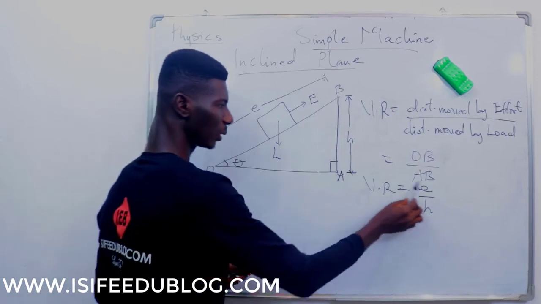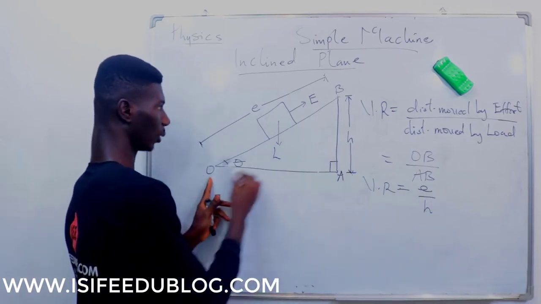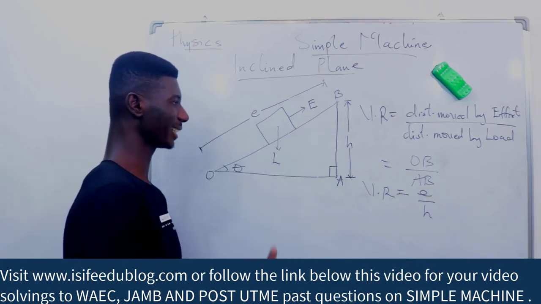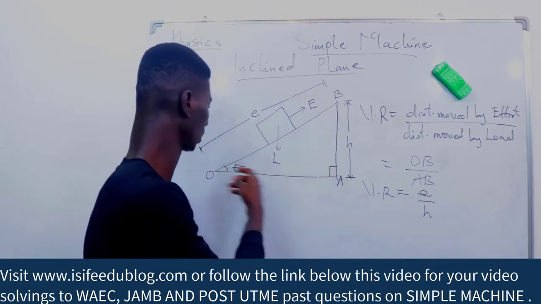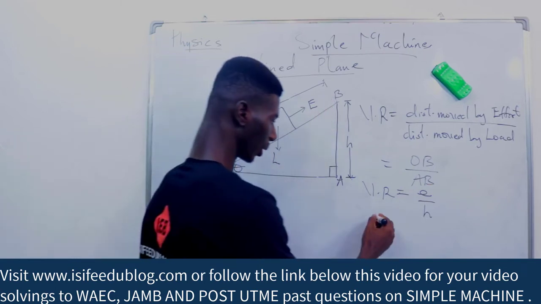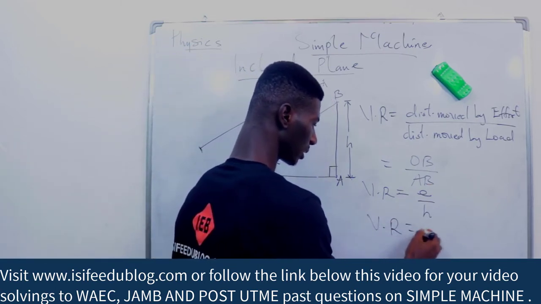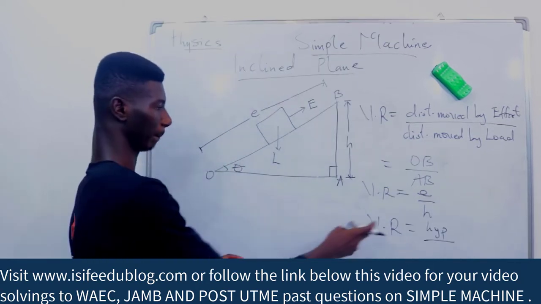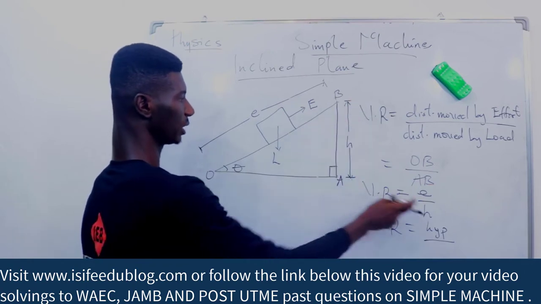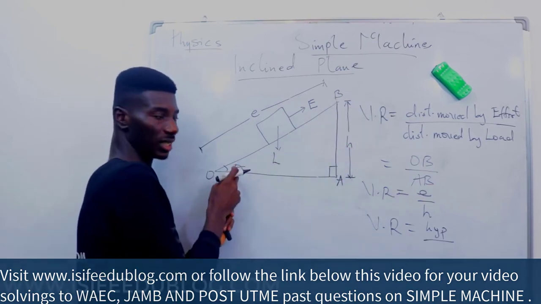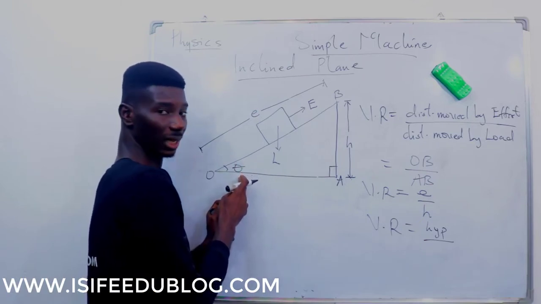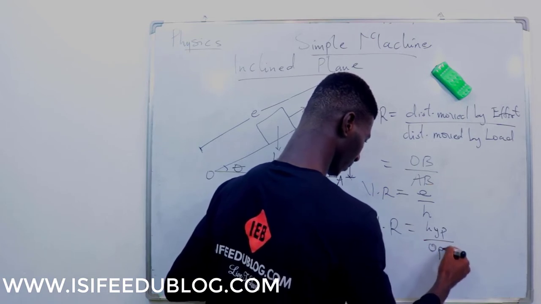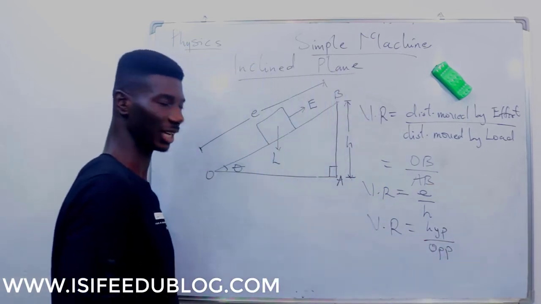Or you can equally say, watch, if you watch this closely, OB stands for the hypotenuse of this right angle triangle. So in terms of the right angle triangle, OB is the hypotenuse. Our velocity ratio can also be written as hypotenuse divided by AB, which is the height, the opposite, the side facing the angle theta. I hope you can see that. So we have opposite. Are you seeing what is going on?